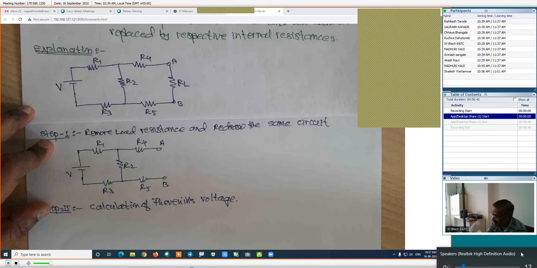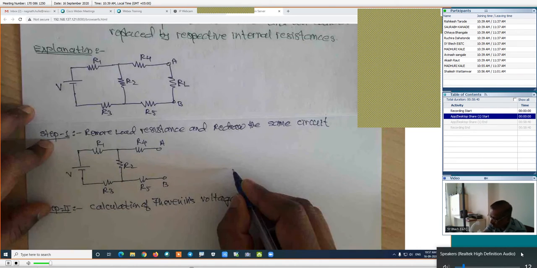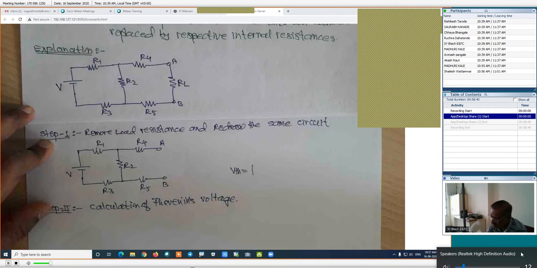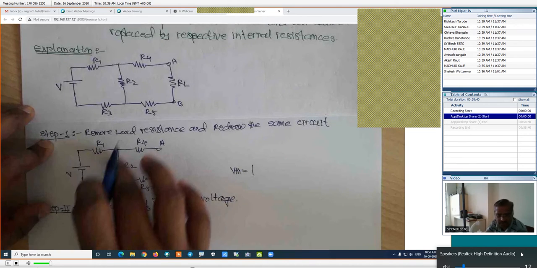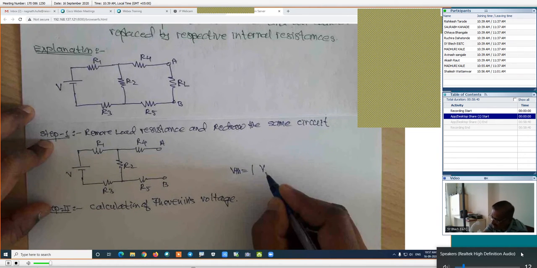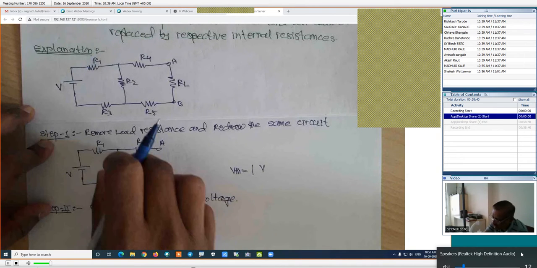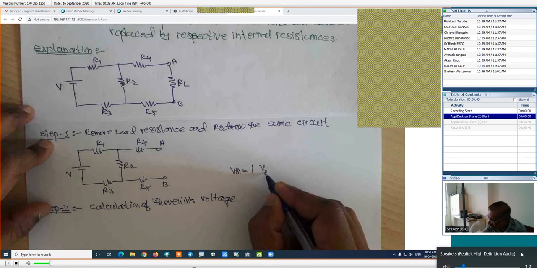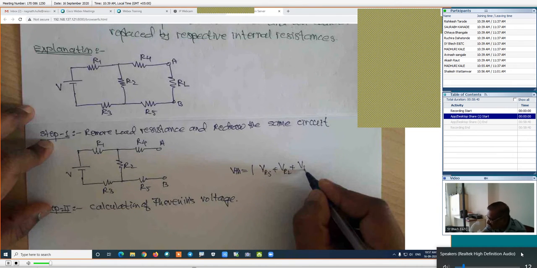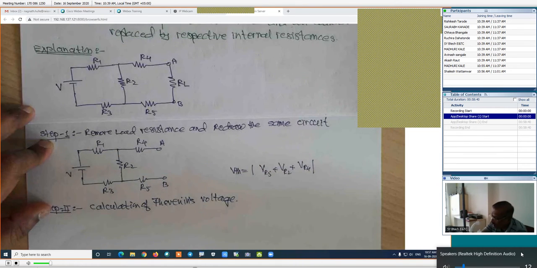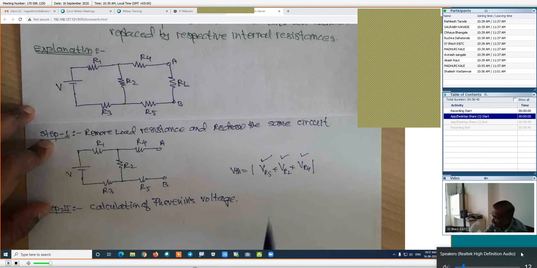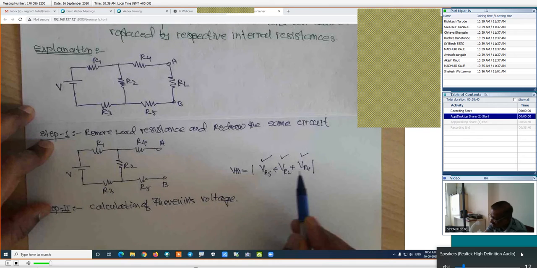If I am using the formula for VTH, VTH is equal to, we are traveling from B to A always. We have to travel from lower to higher. If we are traveling from B to A, this voltage plus this voltage plus this voltage means VR5 plus VR2 plus VR4. We have to find out the voltage in these resistances. For that, we need to calculate the current in all these 3 resistances.